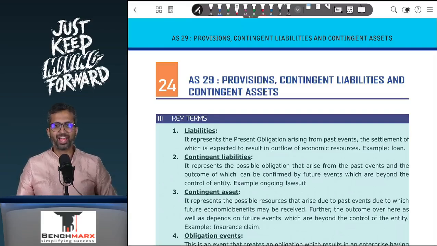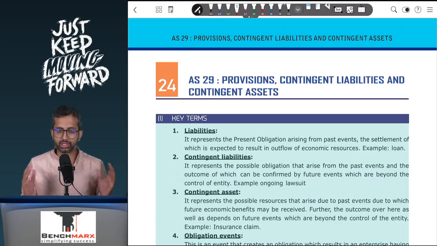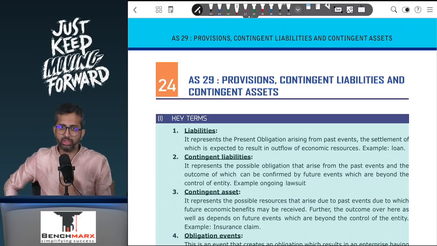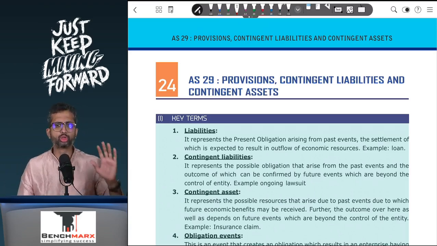Hello everyone and welcome to this session where we will be discussing AS29. Now this is again a standard which is quite case based, and hence from an exam perspective we'll understand the law, but it is more important to practice the questions over here to take care of the variety of different possibilities that can come. So we'll quickly go through the theory for AS29 and then we will go to the sums.